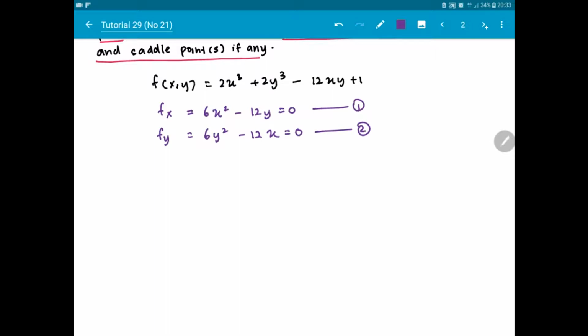Then we need to find fxx, which is 12x. Then fyy, which is 12y. Now we need to find fxy. Remember that fxy is the same as fyx. I just take the fx, which equals 6x squared minus 12y. So for fxy, we differentiate with respect to y, we get negative 12.